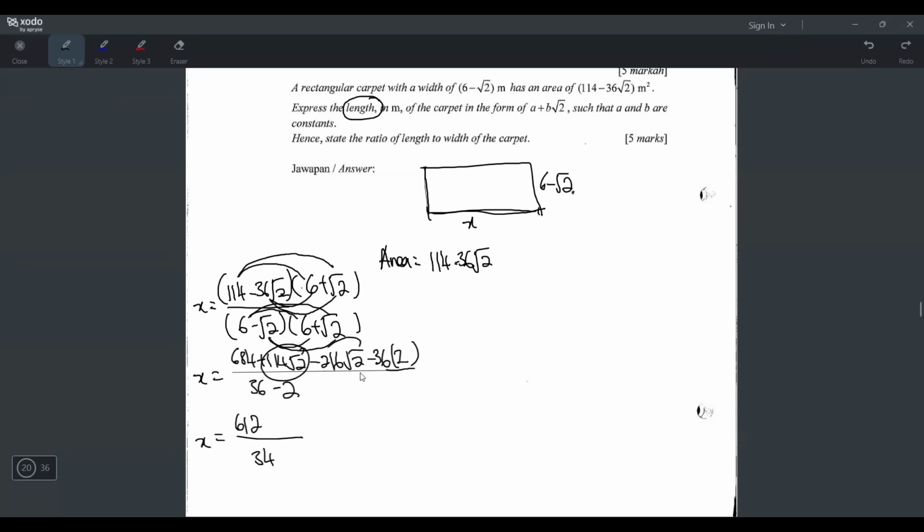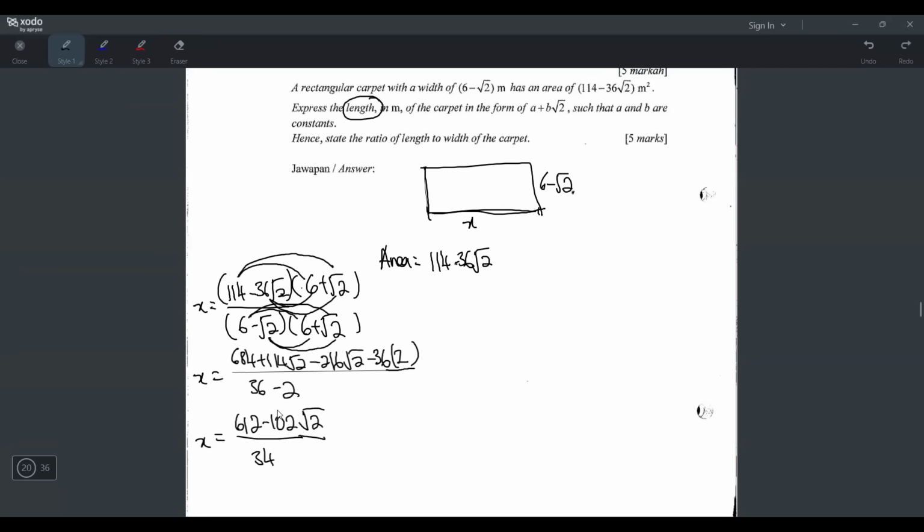Then what about these middle two terms? Okay, these middle two terms, they both have square root 2. So what you can do is, you can jadikan square root 2 ni macam A lah. So it means it becomes 114A minus 216A, because they both have square root 2 mah. So if you press calculator 114 minus 216, they'll give you negative 102. So it's negative 102A, but the A is actually square root 2 like this, right?